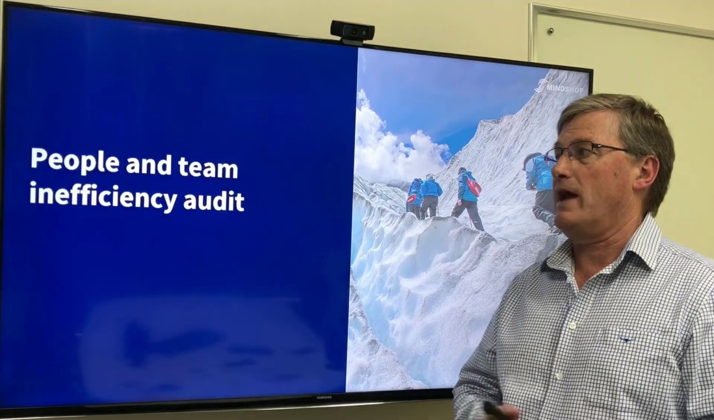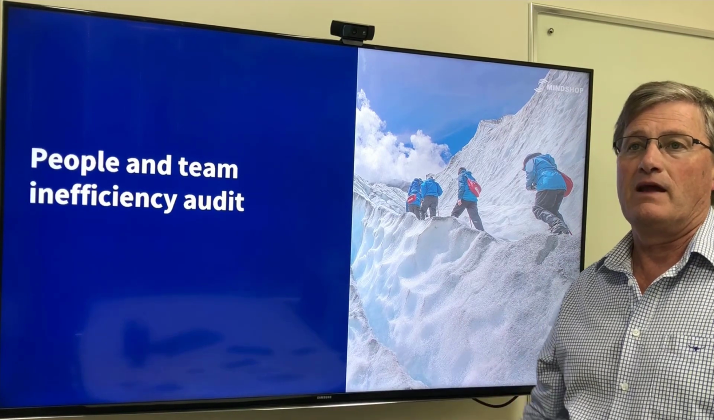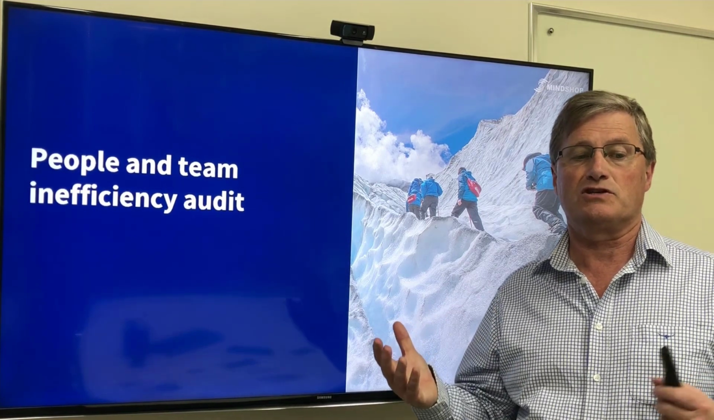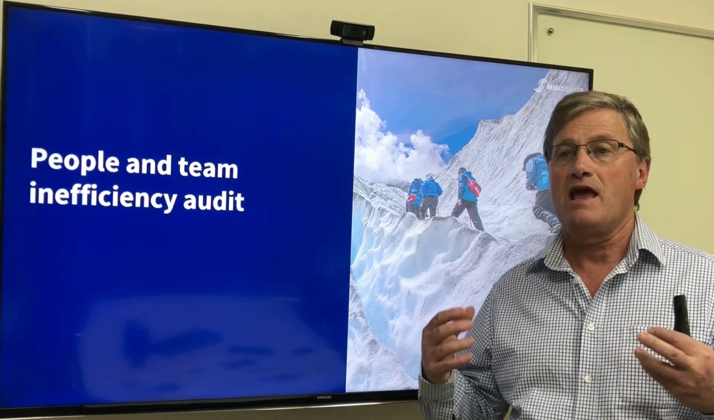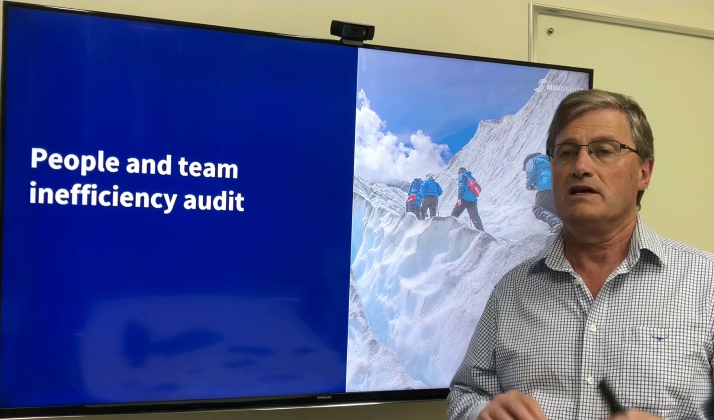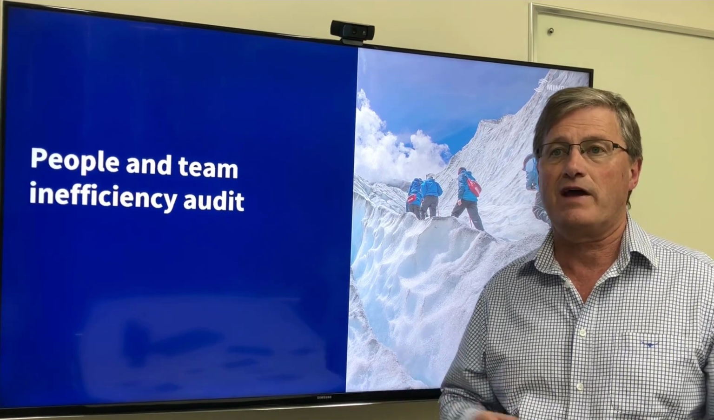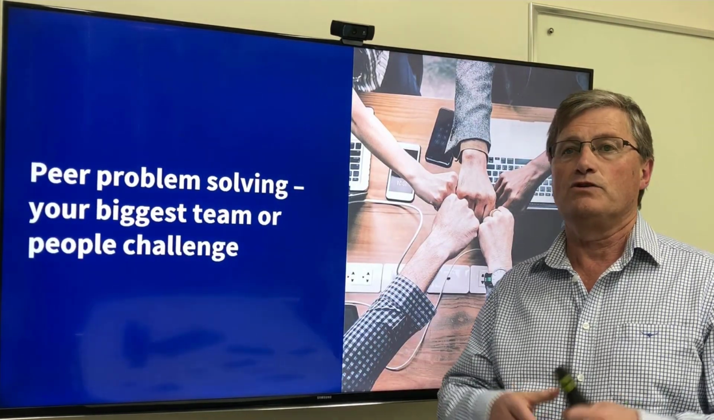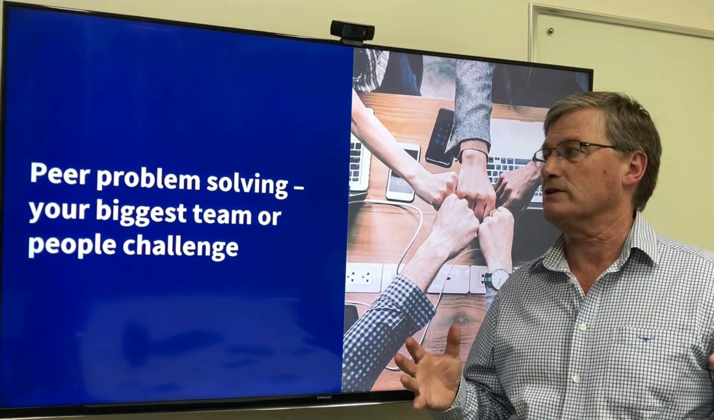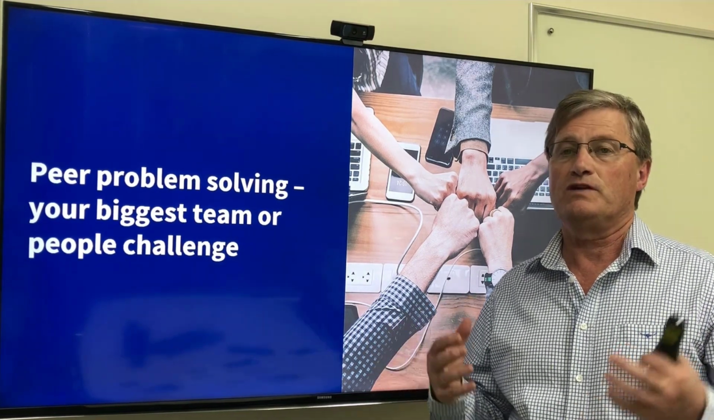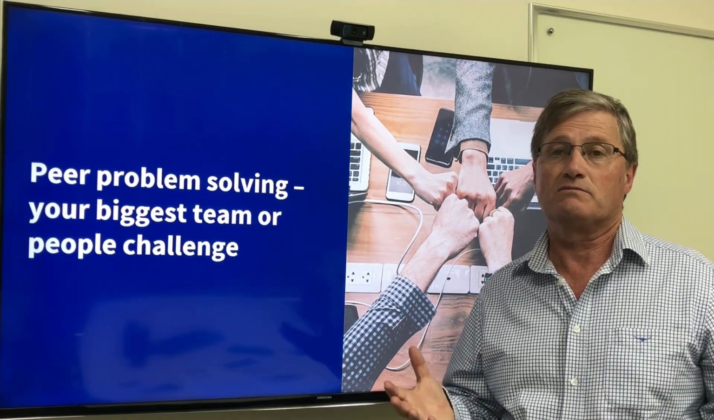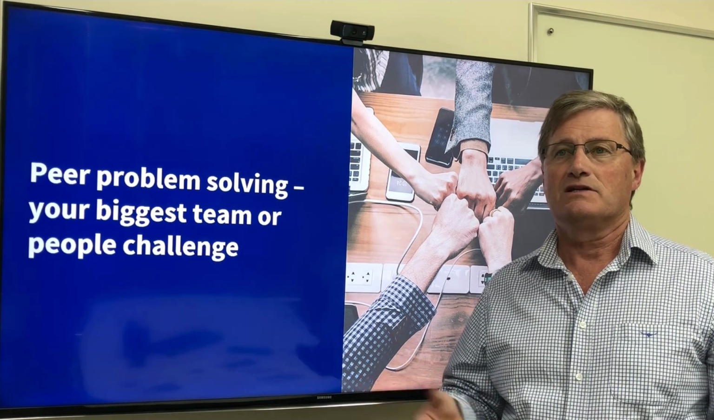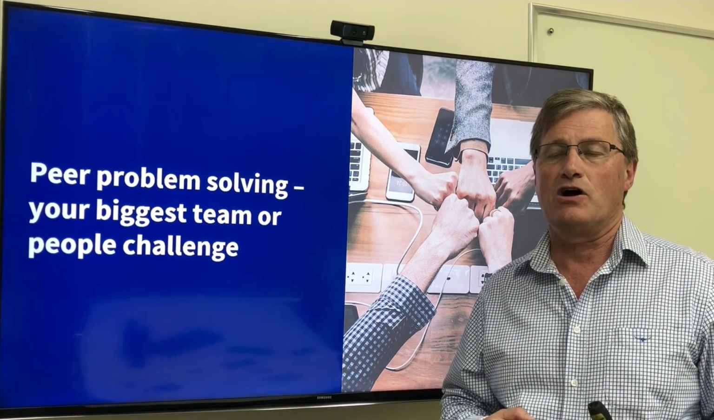We're then going to actually look at people and the team and the inefficiencies in the team, and we're going to look at 6 areas of key inefficiencies in the performance of the team and how to resolve that. And at the end, we're going to look at how we can use peer problem-solving techniques to get our teams involved in handling the challenges of managing themselves and your business. So a really full-on time.